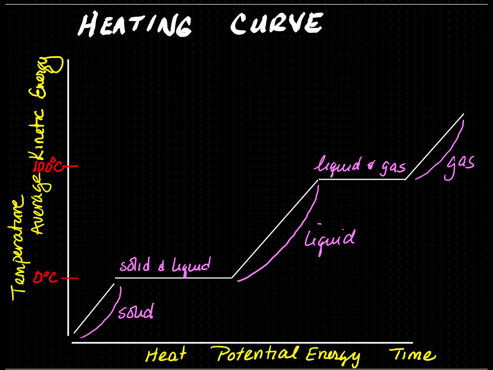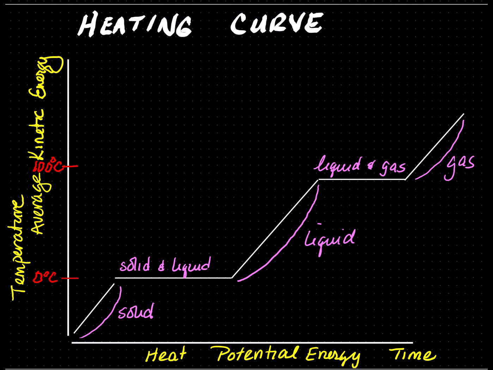This is the heating curve of water. Every substance has a heating curve similar to water. Their melting, boiling, and freezing points will differ. Width and height might vary. However, on the vertical axis, every substance will have temperature and kinetic energy. On the horizontal axis, it will be heat, potential energy, or time.